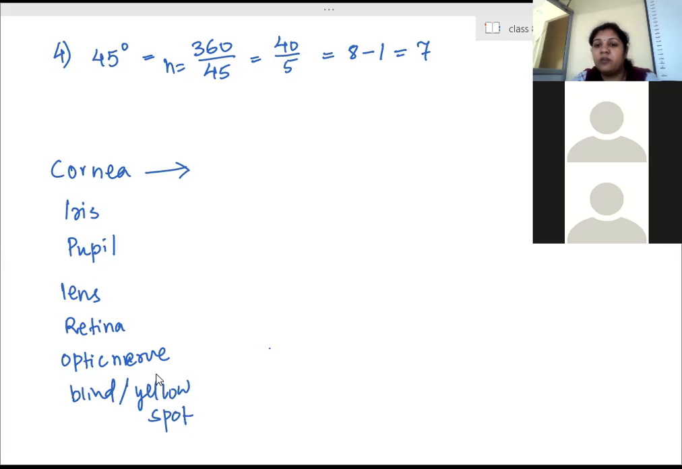In real image formation, the reflected rays actually meet. And in case of virtual images, the reflected rays meet only after producing backwards. It's clear? Yes, ma'am.